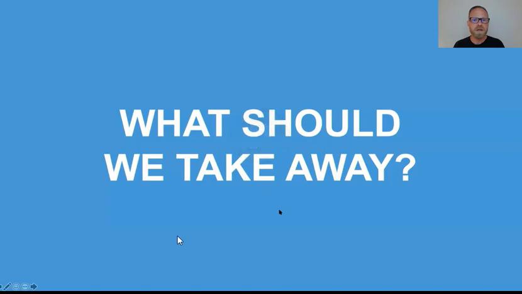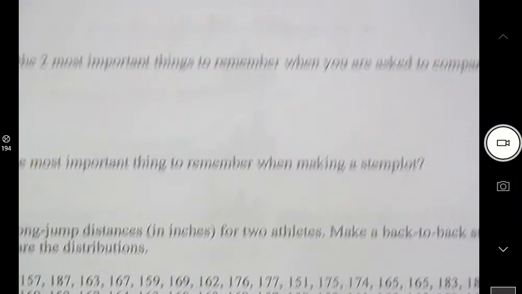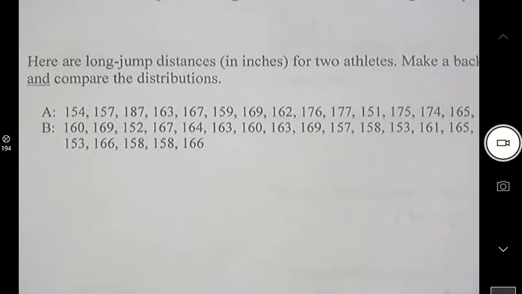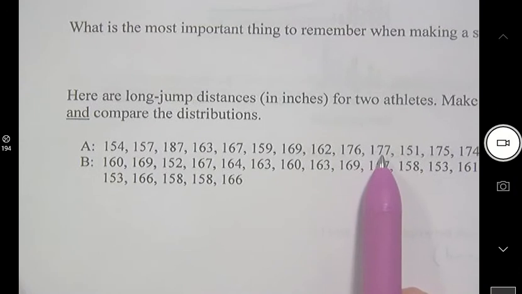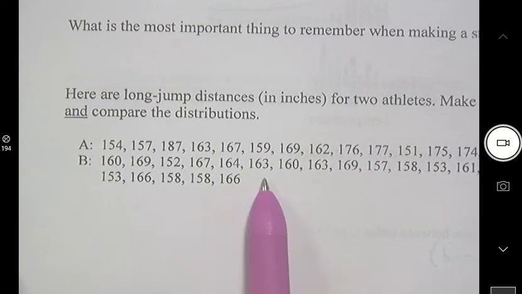Okay. So let's go to the notes, bottom of page 2, where it says, here are long jump distances in inches for 2 athletes. Make a back-to-back stem plot with split stems and compare them. So there's a lot going on in that problem there. So what we're going to do, anytime you need to compare 2 sets of data, we've got 2 athletes. We've got athlete A, their long jump distances, and athlete B.